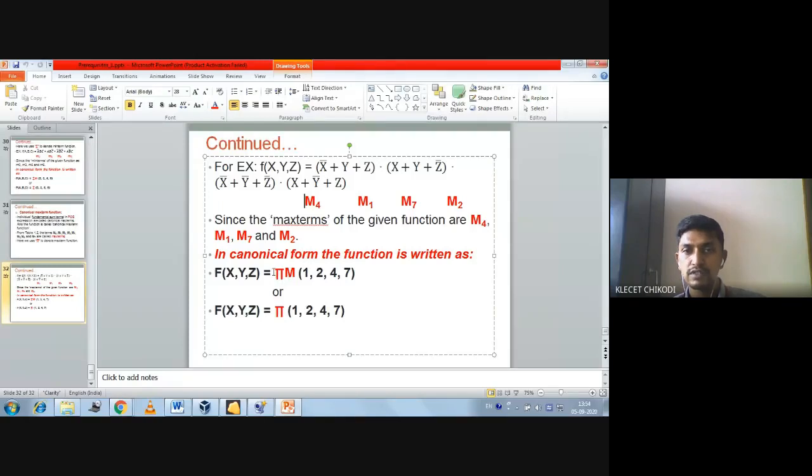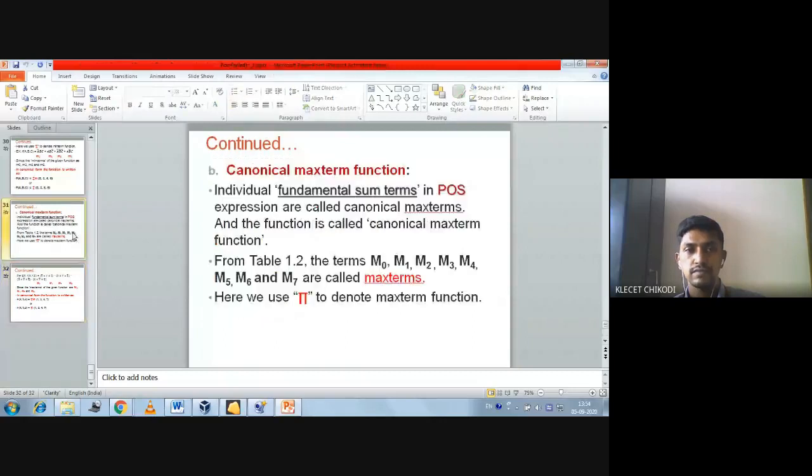Instead of the summation symbol, we have to use the pi symbol here, and instead of small m, we have to use the capital M. So this is how we represent the canonical maxterm functions. Fine. So this is about the canonical minterm and maxterm form.